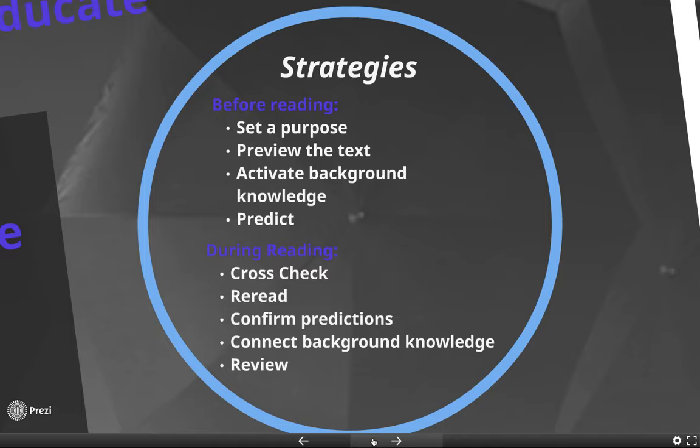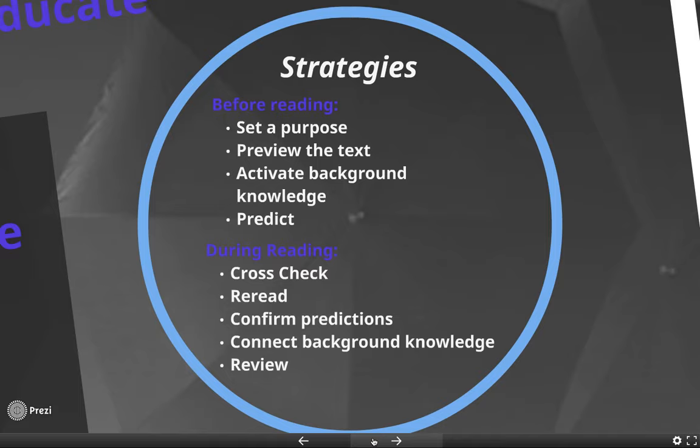The second one is to preview the text. You already do this probably without recognizing it. You're going to read the title before you begin reading the text. So that's previewing the text. I also like to scroll through the text. Are there pictures with captions? Are there diagrams? Are there graphs? Are there any visual aids that can help me understand what's to come, or that can help me with some information as I read? This will also allow me to activate my background knowledge.